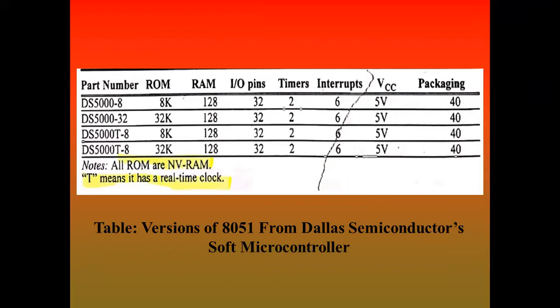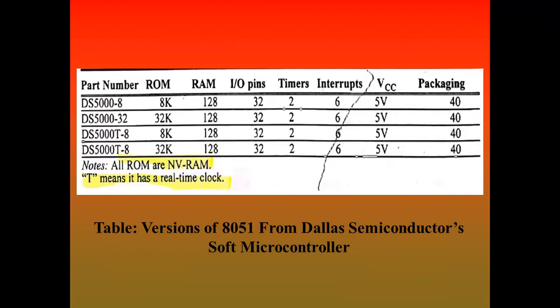Real time clock means, as you can see in daily life, if you switch off your phone and then restart it, your time is never behind. It will be set internally, there will be no change in the time, it goes on. That means this is the real time clock. So RAM is 128, input output pins are 32, timers 2, interrupt 6, VCC 5 volt, and packaging is 40. So this is DLR's 5000 series, and this is based on NVRAM, that is non-volatile RAM.